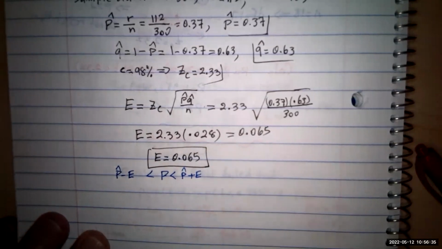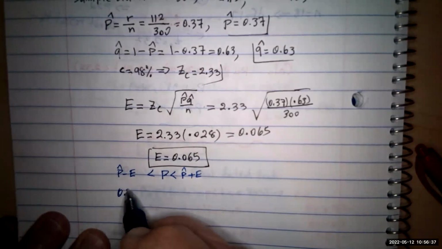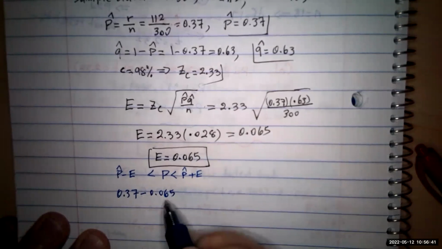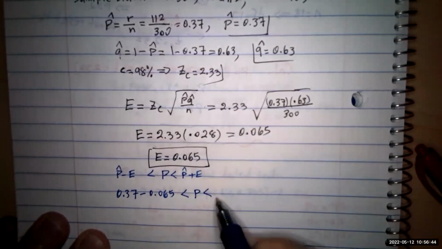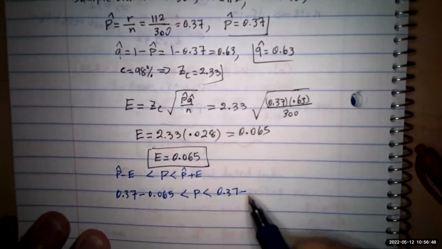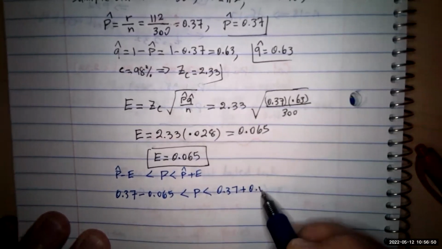Okay, so the P hat was 0.37, so that's 0.37 minus 0.065. So it's going to be less than P and less than 0.37 plus 0.065.